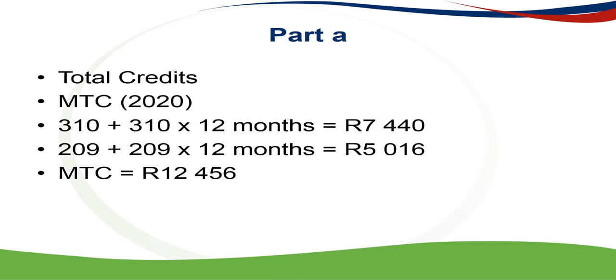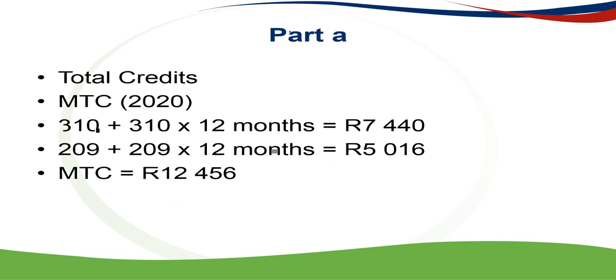So 310 per person per month times 12 months. So there it is, 7440. That's for Mr. X, Mrs. Y, and then the 2 children that we spoke about that belong to a registered medical aid fund. 209 for the 2020 year of assessment times 12 months. So combined, the MTC for Mr. X would be 12,456. That is your section 6A.